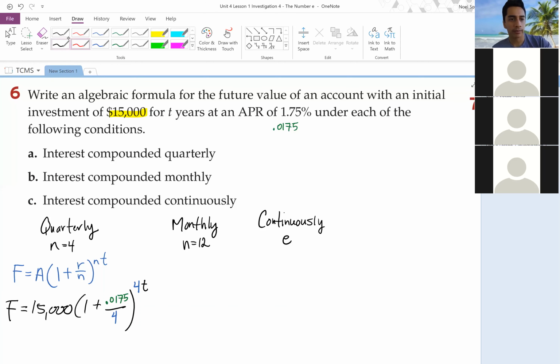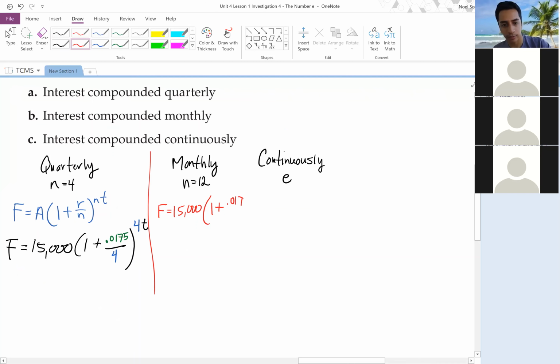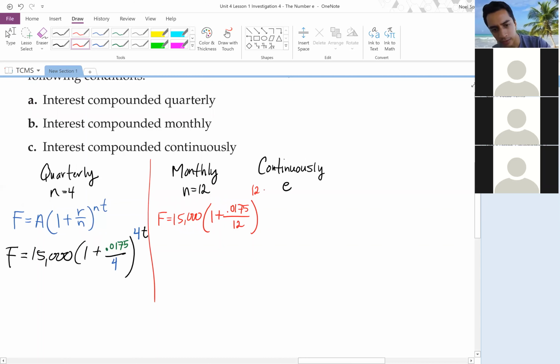If we do monthly, it's very similar. The only thing that's going to change is the n value. So here we would get F equal to 15,000 times 1 plus 0.0175, but this time we're dividing that rate over the course of 12 months. And then you have 12 as the power with t.